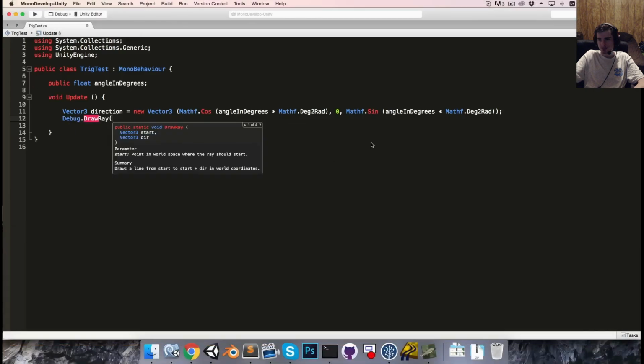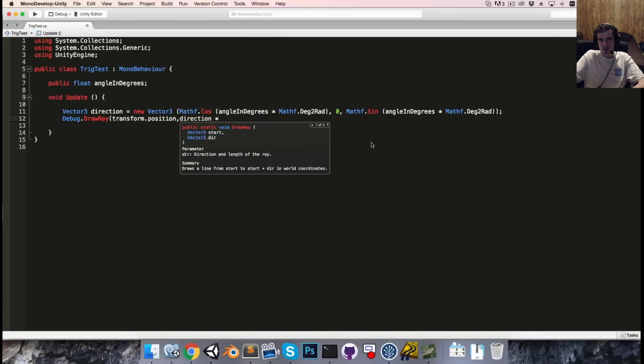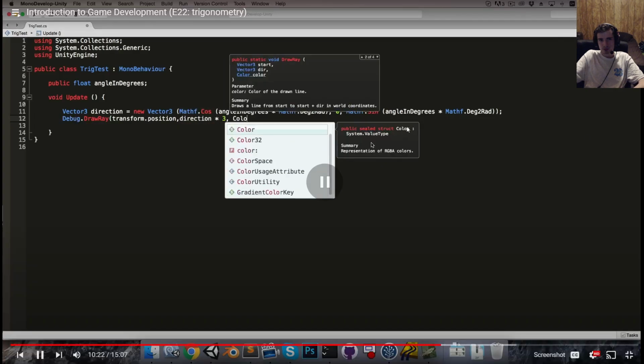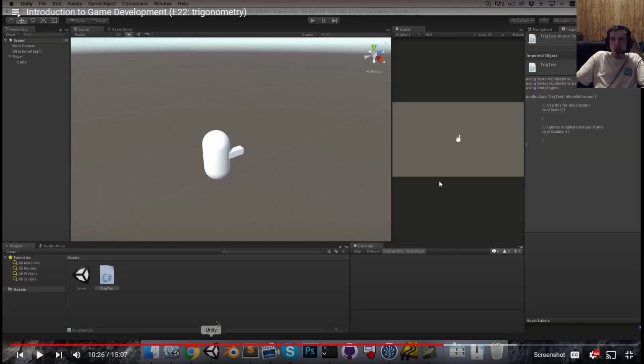From transform.position in the direction that we calculated, and we can multiply it by some distance, say 3, and then let's give it a color, maybe color.green. I think it would. Right, let's try that. And also, what would happen if you set it to 1, 0, 1? What would happen if you did that? Vector 3?